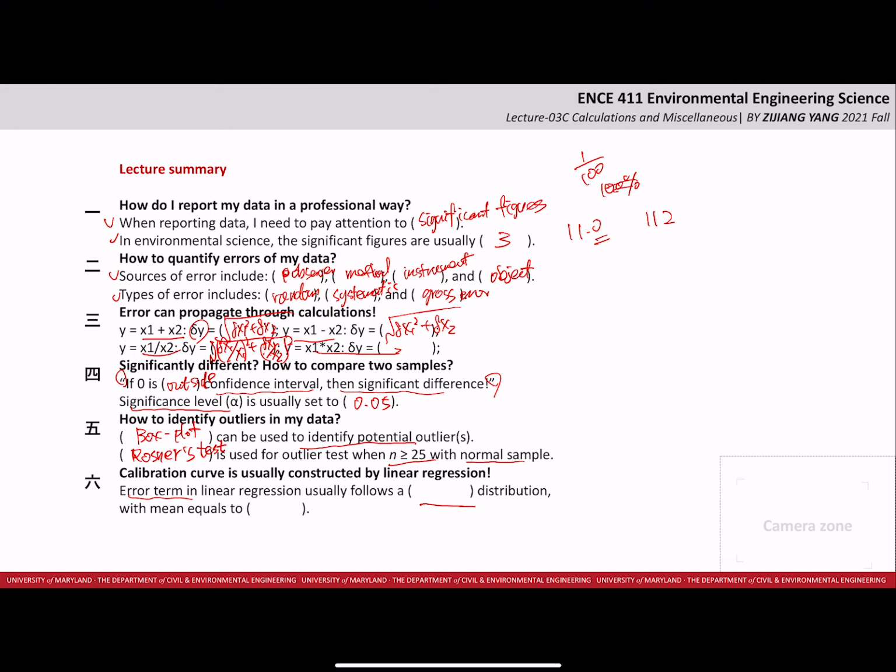And the last one: error terms in linear regression usually follow what distribution? Normal, yes. It follows a normal distribution with its mean equal to 0. So the error is like this.